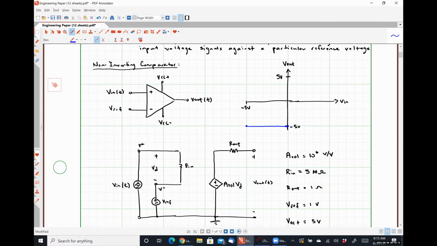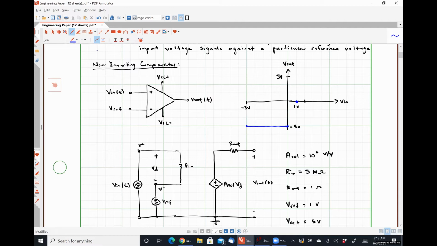Now, when Vn is positive 1 volt, what should we see? Vd would be 0 volts, which means V out would also be 0 volts, right? So at this particular point, where Vn is equal to 1 volt, we have a value of 0. Now let's look at what's going to happen at 2.